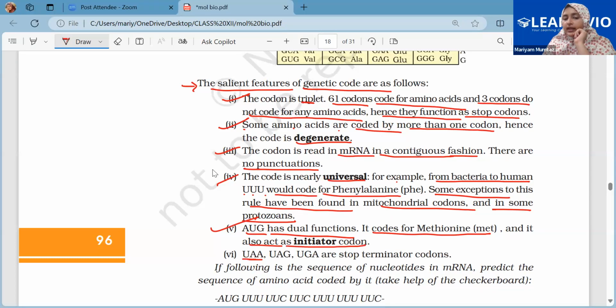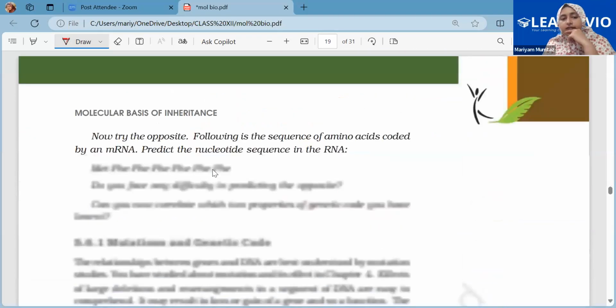Lastly, UAA, UAG and UGA, these are the stop terminator codons. They do not code for anything, but wherever they are present in any sequence, they will stop the process of translation. So these are the salient features. They are very important to remember. Now moving forward.